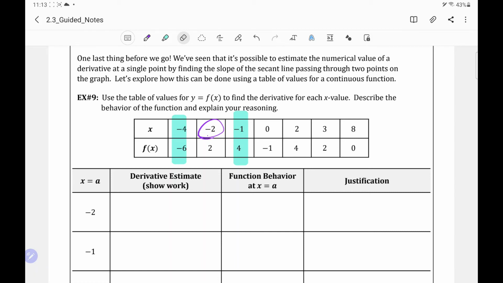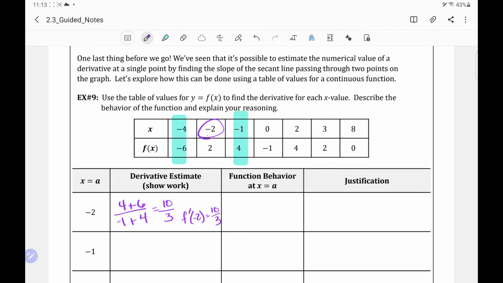Let's go ahead now and look at what we're doing. The math is going to be the easy part. All you're going to do is use the slope formula for the two closest points. So for example, when x equals -2, we're going to take the 2 points I've already highlighted and do the slope formula. 4 plus 6 over -1 plus 4, which is going to give us what? 10 over 3. So f prime of -2 equals 10 over 3.